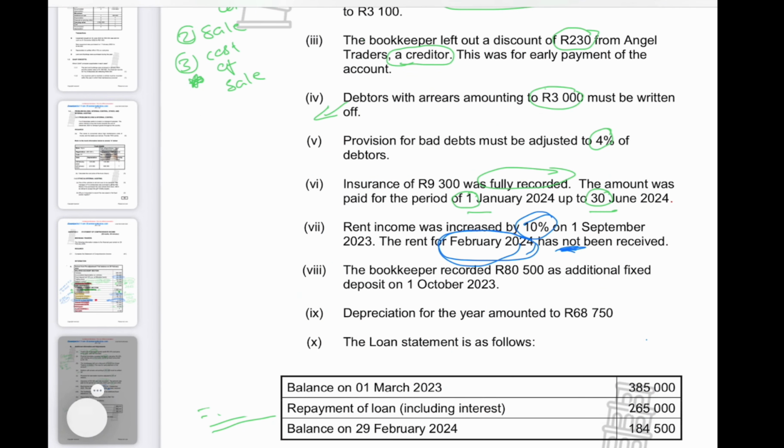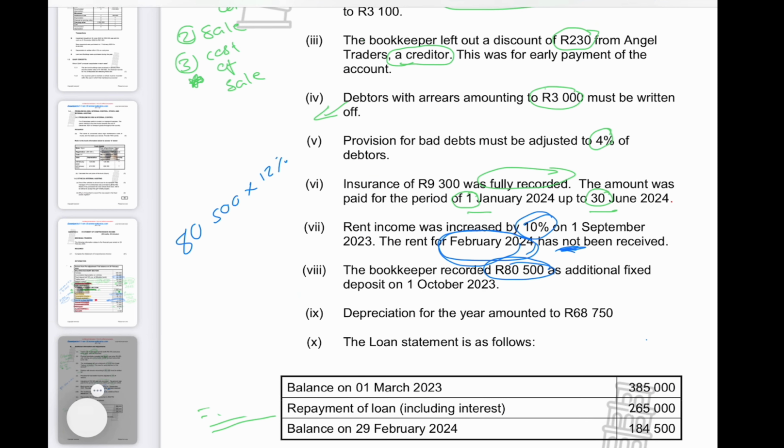So in your adjustment, what they said to you is that we had 80,500 additional fixed deposit on the 1st of October. So now remember the timeline, okay? 1st of October was when we made the additional fixed deposit. So we have to calculate the interest on that one as well, because there are months that already fall into this financial year that we have to receive interest on for this year. So we are going to say 80,500 multiplied by 12%, because remember our fixed deposit earns 12% interest.